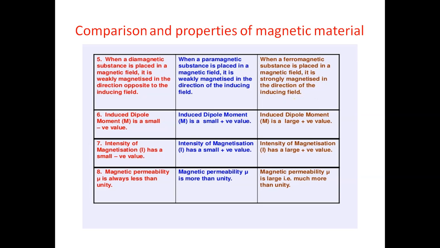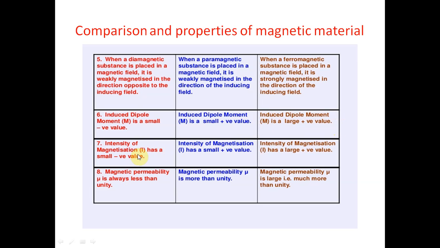Next property is induced dipole moment. Now, what is induced dipole moment? The magnetic moment developed when a magnetic material is placed in an external magnetic field. So, in case of diamagnetic material, induced dipole moment is negative, and in case of paramagnetic material, induced dipole moment is small positive, and in case of ferromagnetic material, induced dipole moment is large positive.